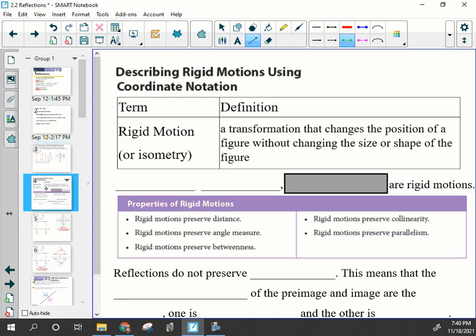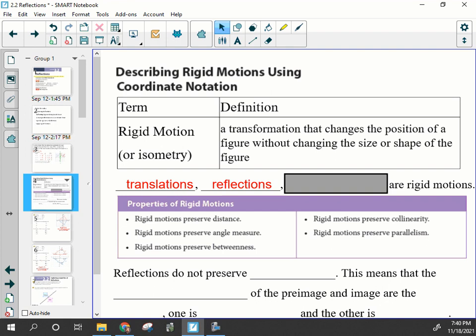So, remember back to last class, we defined a rigid motion. Rigid motions were transformations that change the position of a figure without changing the size or shape of the figure. We did say that translations were rigid motions in 2.1. Well, looking at the image we just did, it appears that the reflection we did had the figure be the same size, the same shape, but it changed the position. So yes, reflections are also rigid motions. We're going to explore those a little bit more.